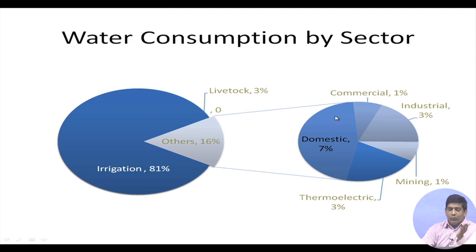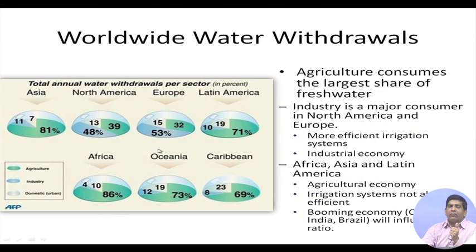If you look, 81% of the water actually goes into irrigation itself. So 81% of the water goes into irrigation. Then comes the domestic sector, which is 7%. Industrial and thermoelectric is 3%, as in thermoelectric plants. Mining is 2%, mining is 1%, and other commercial is 1%. So as you can see, most of the water demand is in irrigation, and most of the water wastage is also in irrigation.